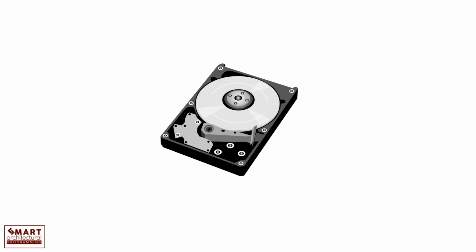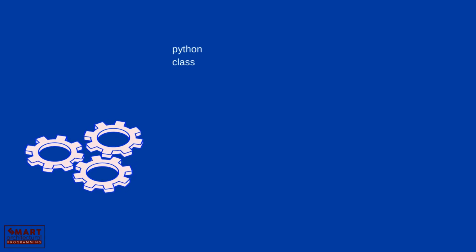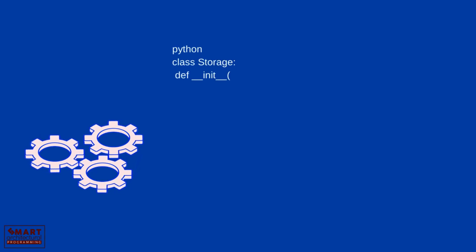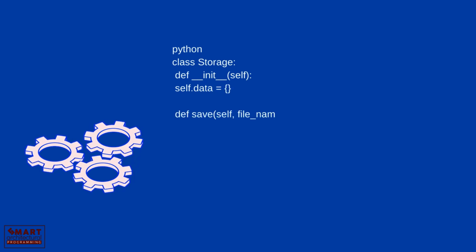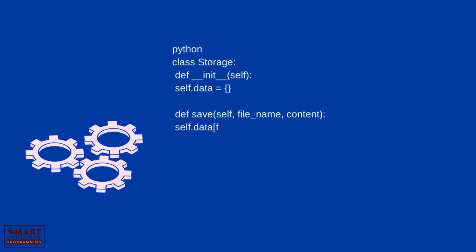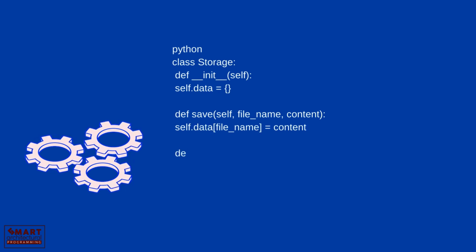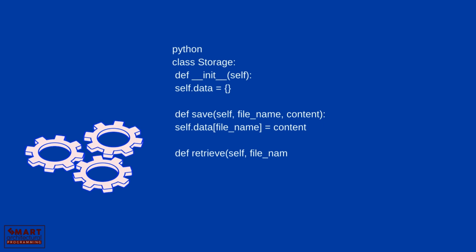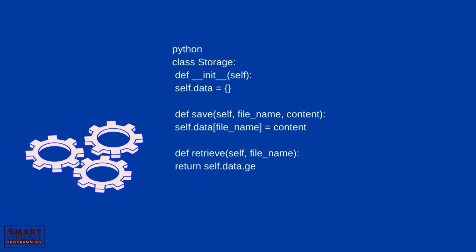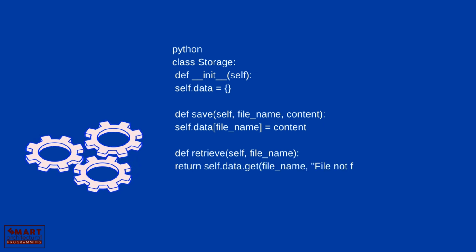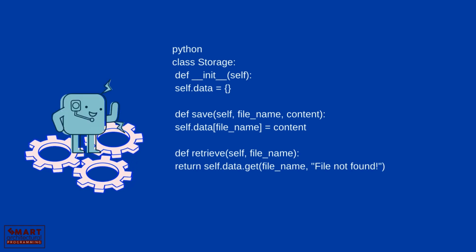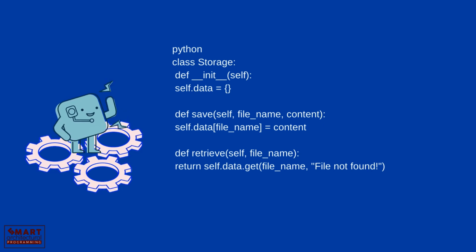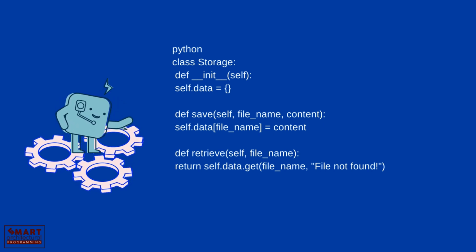Then, there's storage. Like hard drives or SSDs, where data is stored long term. Python. class Storage. def __init__(self): self.data = {}. def save(self, file_name, content): self.data[file_name] = content. def retrieve(self, file_name): return self.data.get(file_name, "File not found"). In Python, our storage can be a simple dictionary, mapping file names to their content.